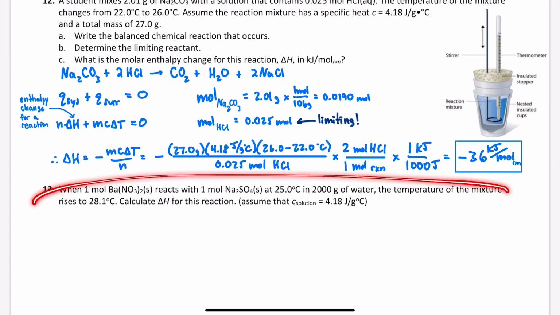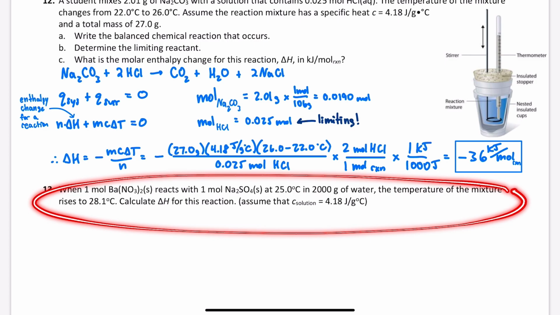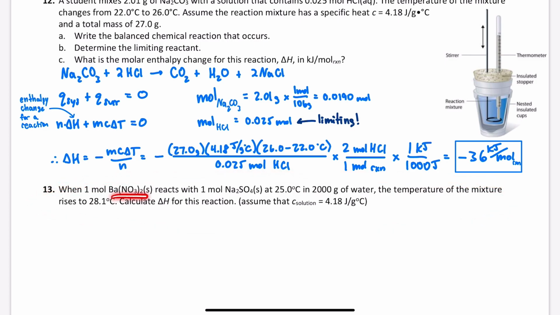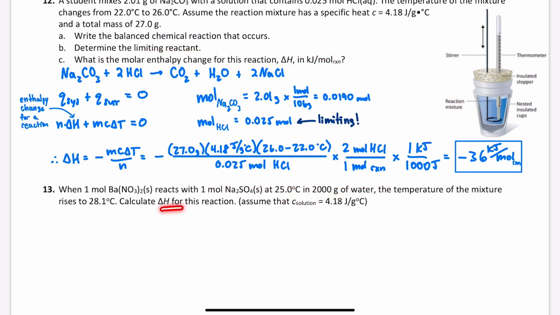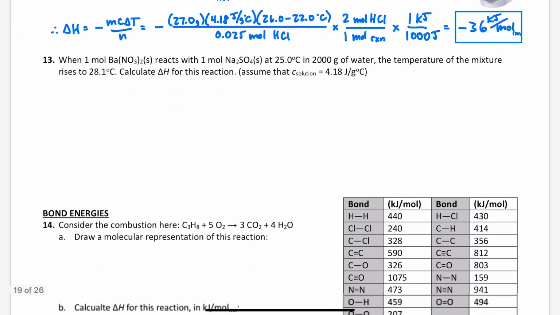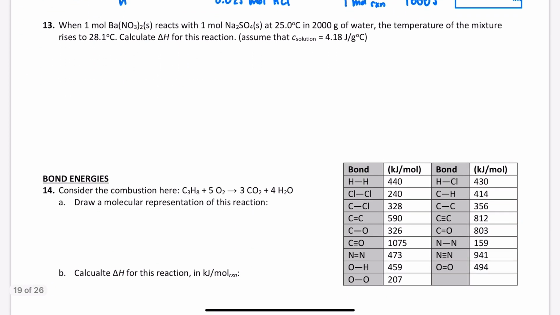I want you to try the one right below it, hit pause, and see if you can do the same thing. There's a reaction that occurs. They give you information about both reactants. They tell you the initial temperature and the final temperature. It's all mixed in a mass of water. Follow the same kind of process and see if you can figure out what the delta H is for this one. Okay, let's see how you did.